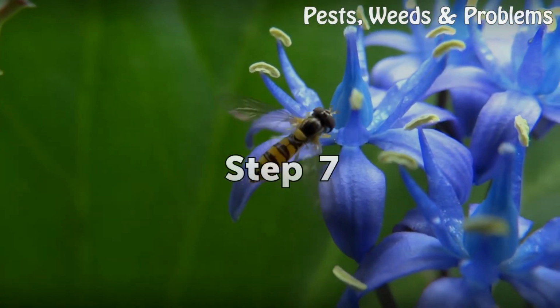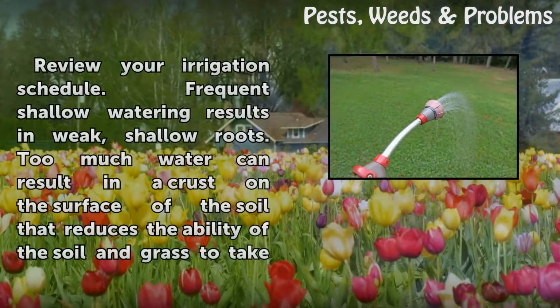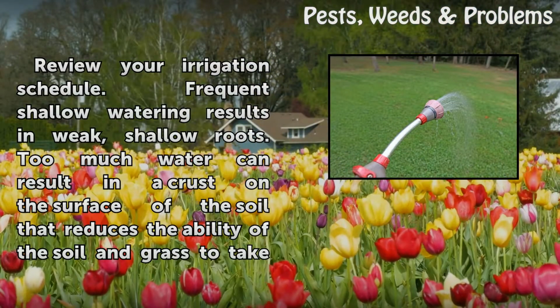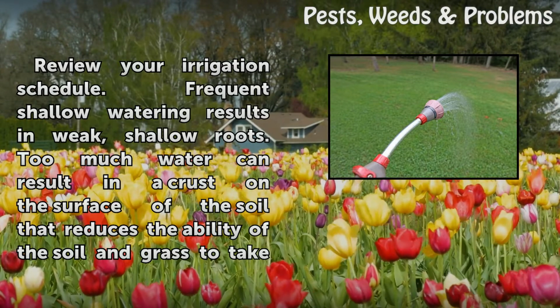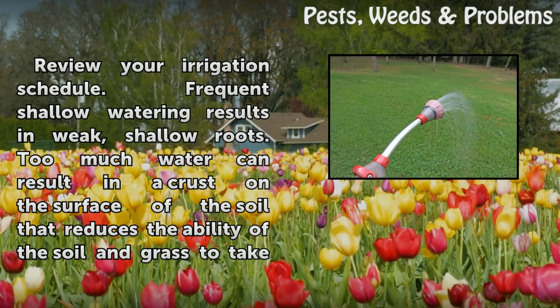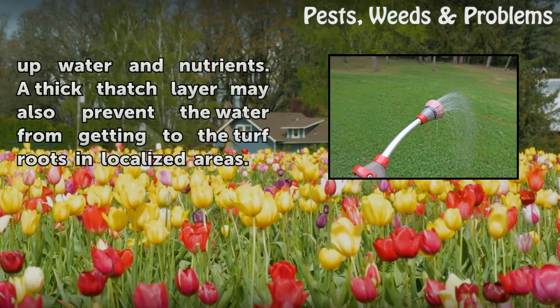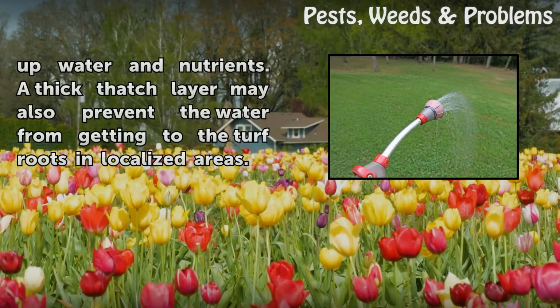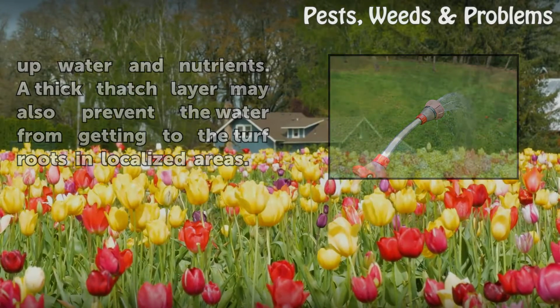Step 7. Review your irrigation schedule. Frequent shallow watering results in weak, shallow roots. Too much water can result in a crust on the surface of the soil that reduces the ability of the soil and grass to take up water and nutrients. A thick thatch layer may also prevent the water from getting to the turf roots in localized areas.